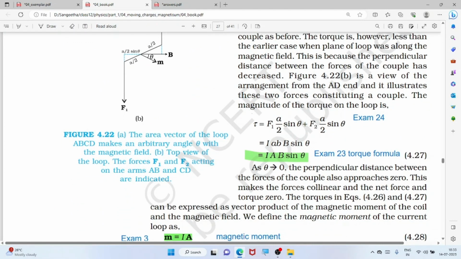So here this is the torque. You can go through this, how this formula is arrived. Here area, magnetic field, current, everything is coming in this formula.